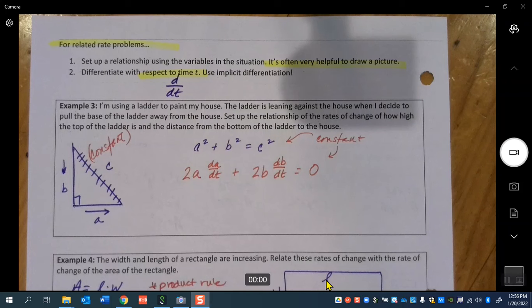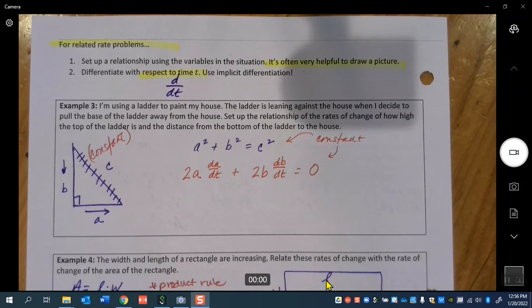Right, so for the back of the worksheet, we start talking about these related rate problems. We're going to set up a relationship using the variables in the situation. Drawing a picture is going to be a huge help for you in imagining what is happening change-wise. You're always going to differentiate with respect to time, and then you're going to use implicit differentiation to be able to find these rates.